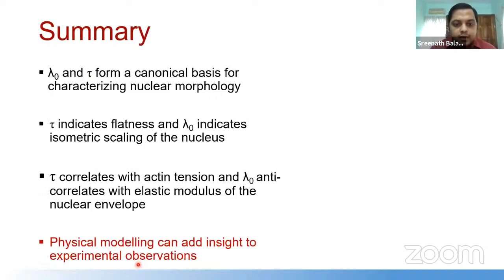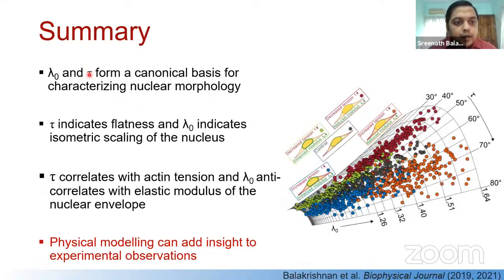And to summarize this work, this is the last slide. So we say that the nuclear shape can be described by these two non-dimensional parameters. They form a canonical basis. And this parameter tau indicates flatness, and this lambda 0 indicates the scaling. And tau correlates with actin tension, and lambda 0 anti-correlates with elastic modulus. And our main idea here is that if you put physical modeling into your experimental observation, you can add more insights. In this case, your experimental observation is the nucleus shape. Your physical modeling is your mechanics, and that tells you something about your actin tension and the elastic modulus of the envelope just from analyzing the shape.